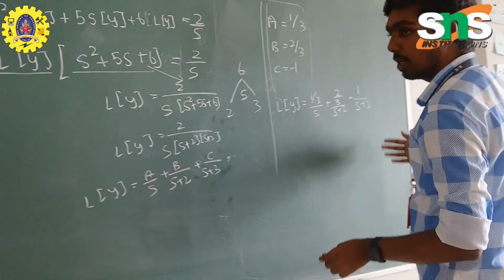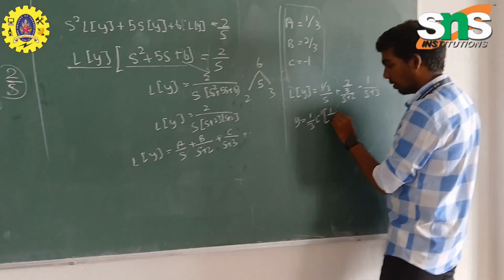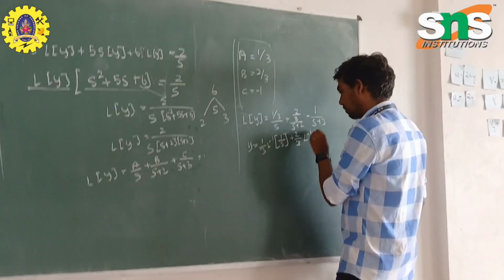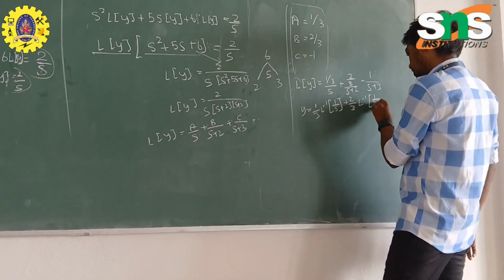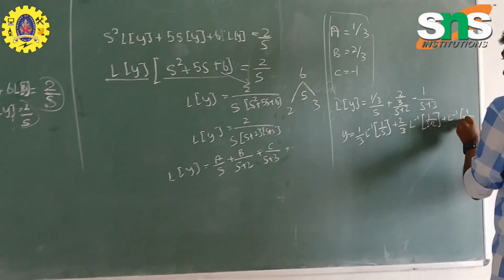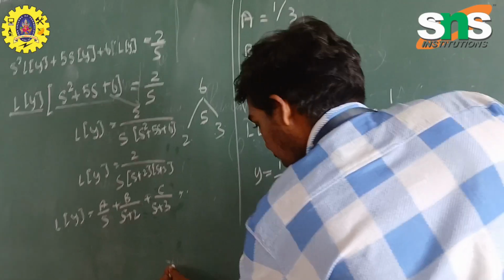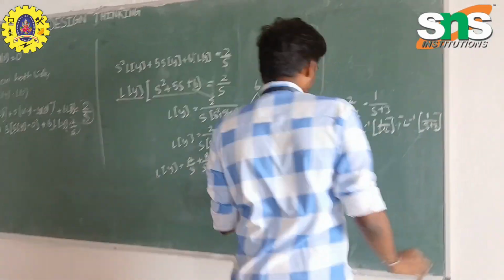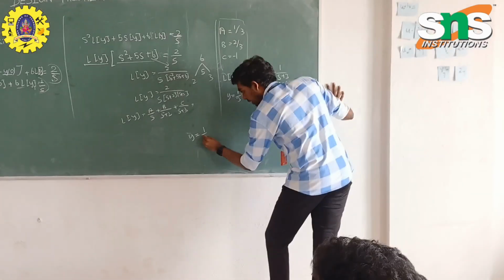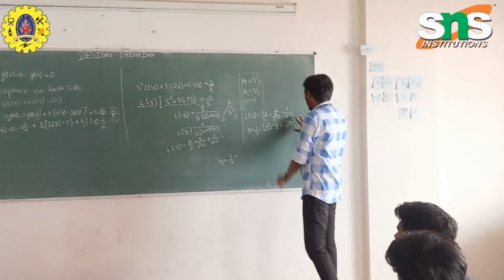Now, taking the inverse, y is equal to 1 by 3 into L inverse of 1 by s plus 2 by 3 into L inverse of 1 by s plus 2 and minus L inverse of 1 by s plus 3. So the final answer: if it's a constant, it becomes 1. That is 1 by 3 into 1, since L inverse of 1 by s is 1. And L inverse of 1 by s plus 2.